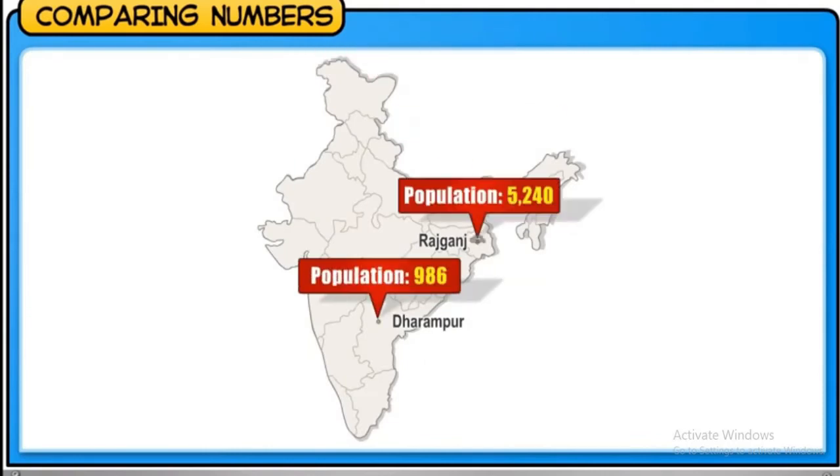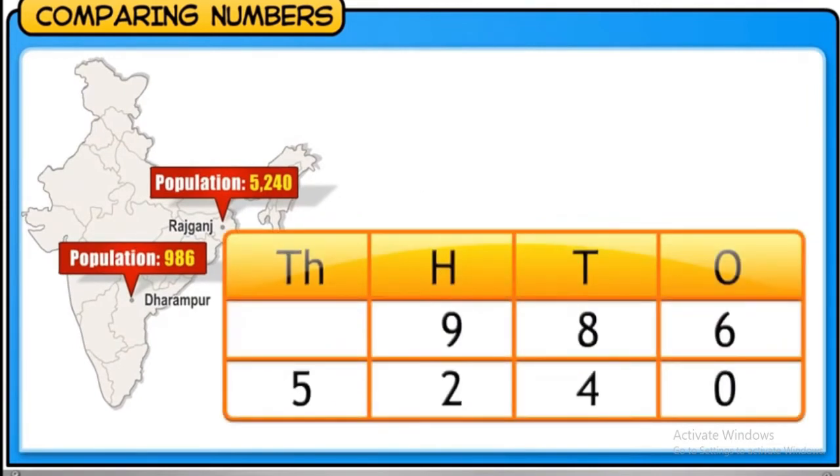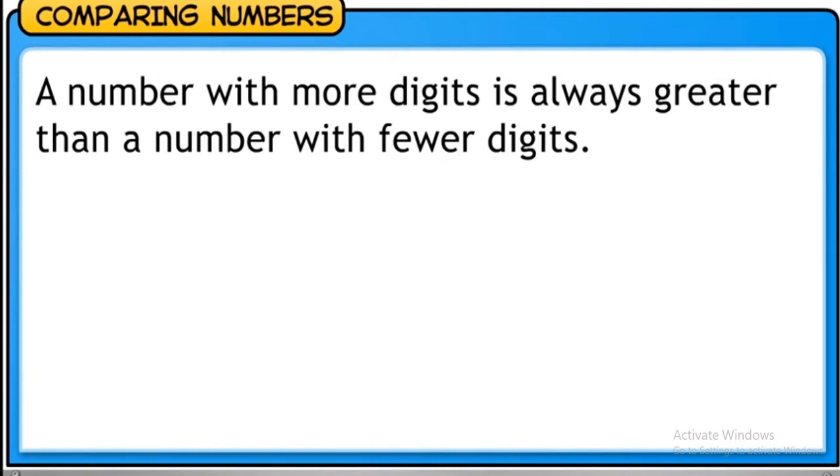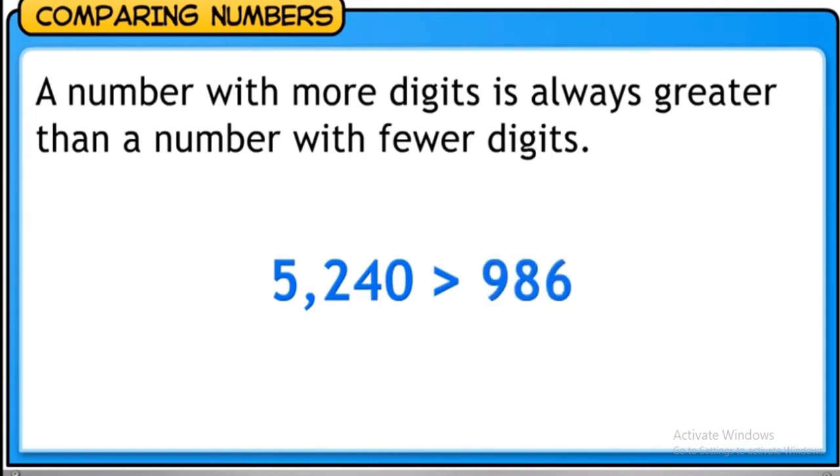Which of these two places has the larger population? When we compare the two populations, we see that the population of Dharampur is a 3-digit number, while the population of Rajganj is a 4-digit number. You already know that a number with more digits is always greater than a number with fewer digits. Thus, the population of Rajganj, which is 5,240, is greater than the population of Dharampur, which is 986.